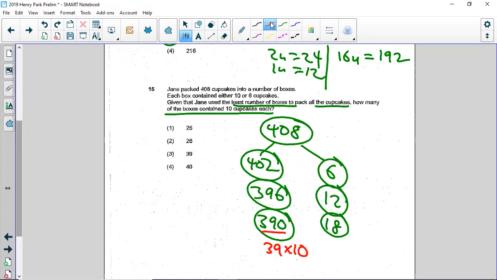And then how many boxes of 6? This will be 3 boxes of 6 and 39 boxes of 10. So how many boxes contain 10 cupcakes each? Answer: 39 boxes.